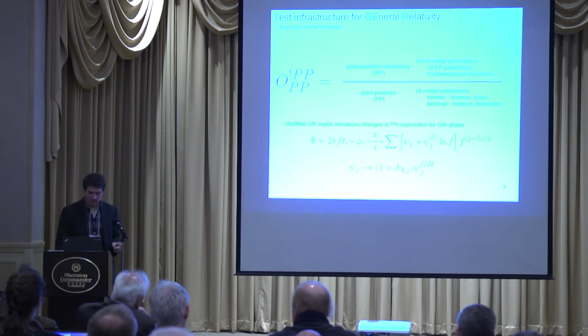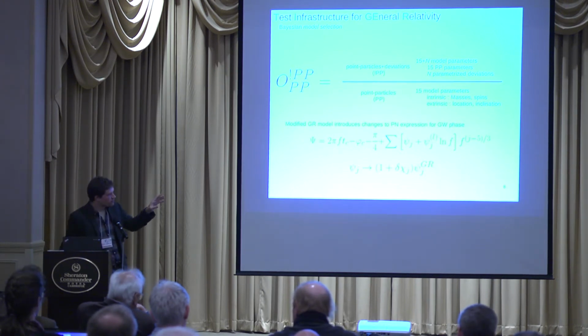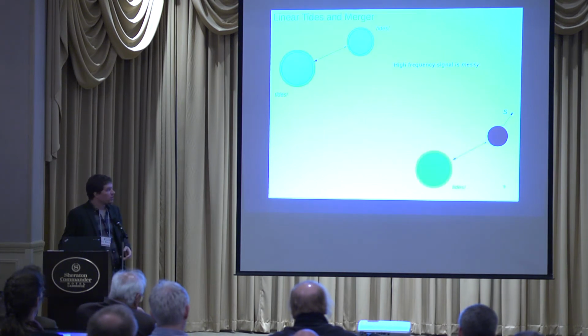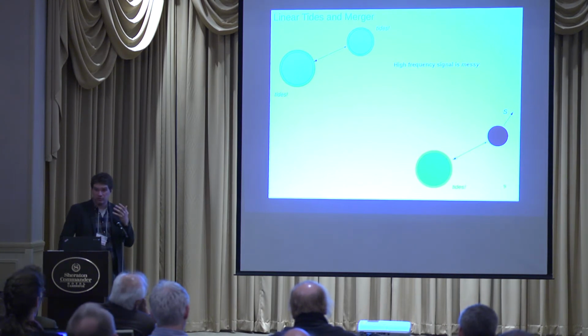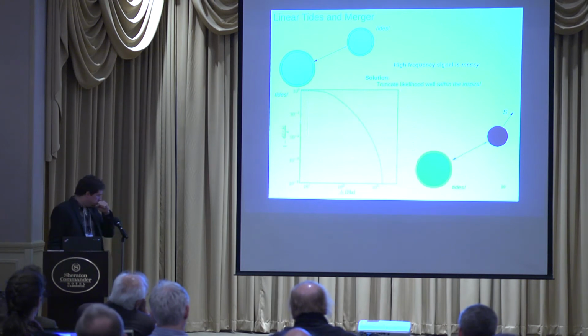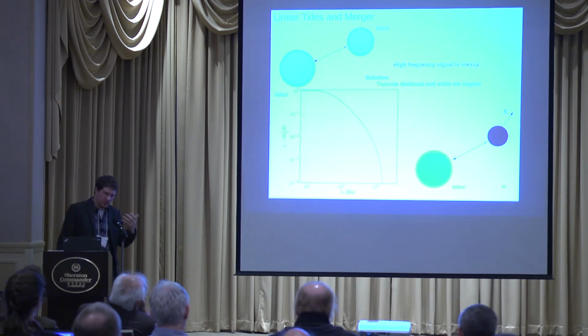But the reason that the actual use of the post-Newtonian expansion is important here is that you rely on that being the correct model for GR, what physics is actually going to give you. And if you have squishy neutron stars there, linear tides and merger things can do messy things to your signals, particularly at high frequency. Part of the solution to this, or at least what people have proposed, is to just truncate where you look for things.